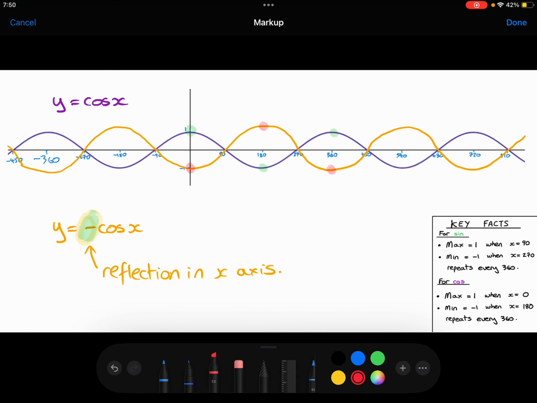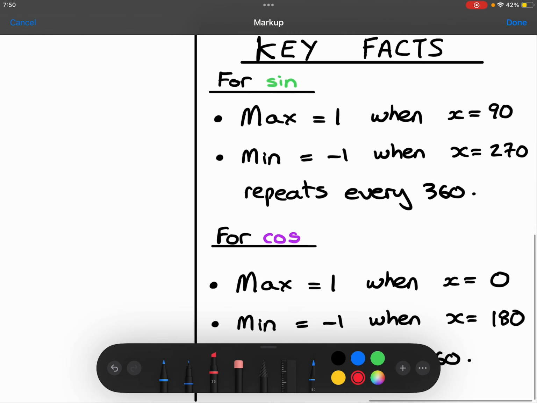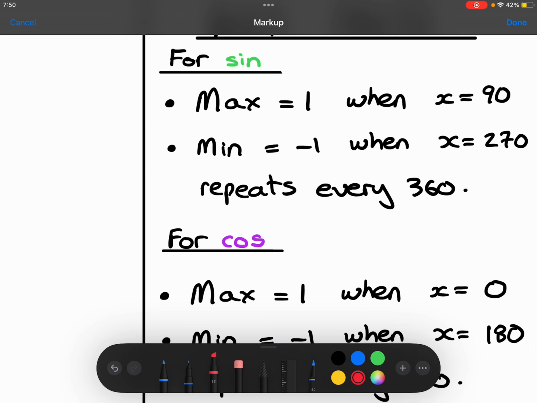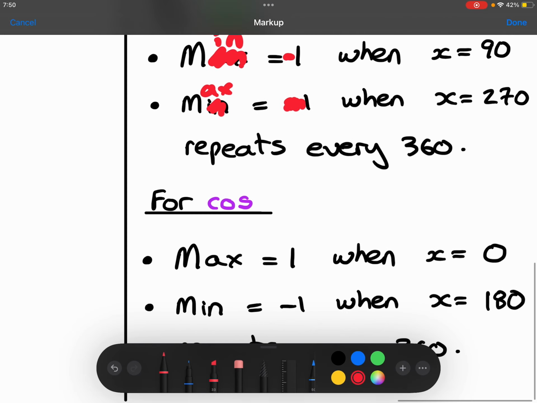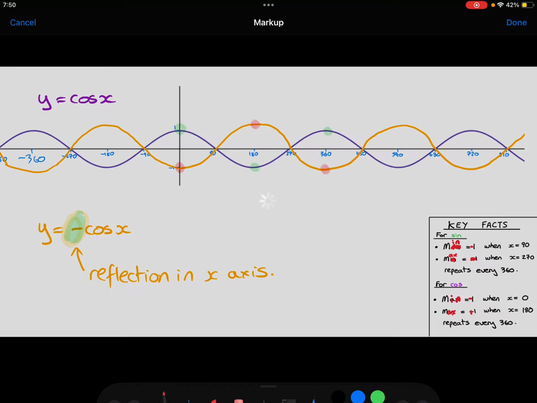So be on the lookout for that negative in front of the function, because what that does is swap the maximum and the minimum around. So the negative sine graph will have a minimum of -1 when x is 90, and it will have a maximum of +1 when x is 270. For the negative cos graph, we'll have a minimum of -1 when x is 0, and a maximum of +1 when x is 180. So just be on the lookout for that negative in front of the trigonometric function.